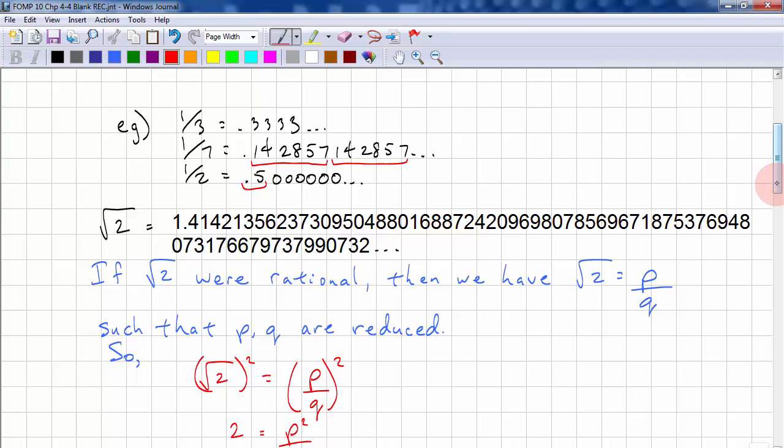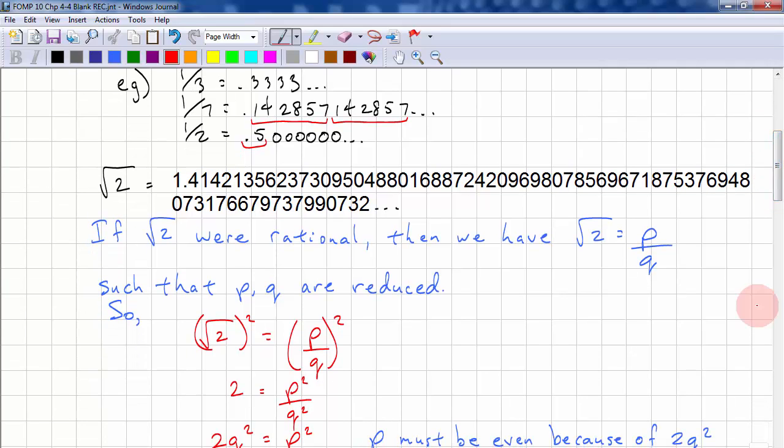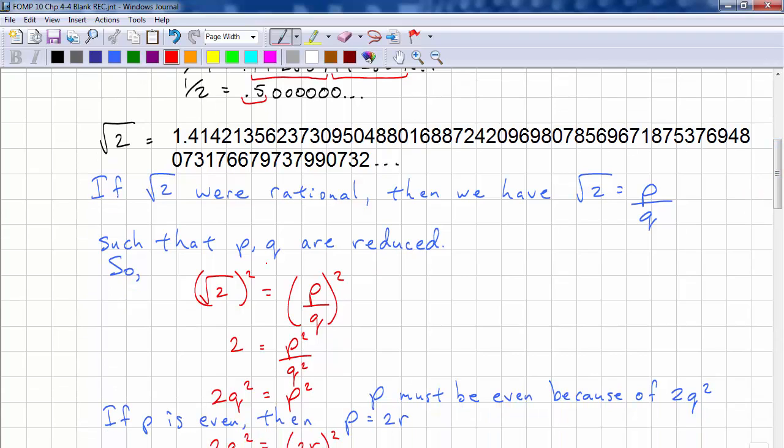Here's a proof of irrationals. If square root 2 were rational, then we would have square root 2 equals p over q, right? It needs to be expressed as a fraction, such that p and q are reduced. So, we're going to do algebra. We square both sides. As long as we do the same thing to both sides, we haven't changed the equation. Square root 2 squared is 2, and then we have p squared and q squared.